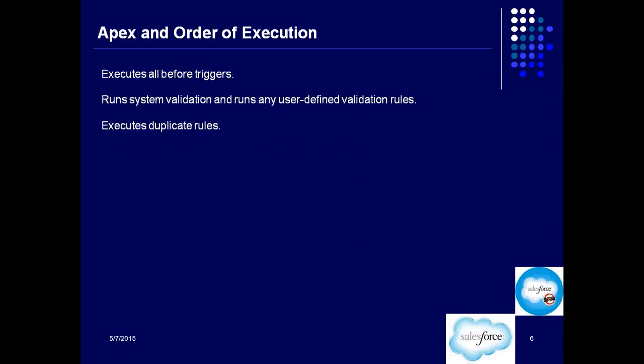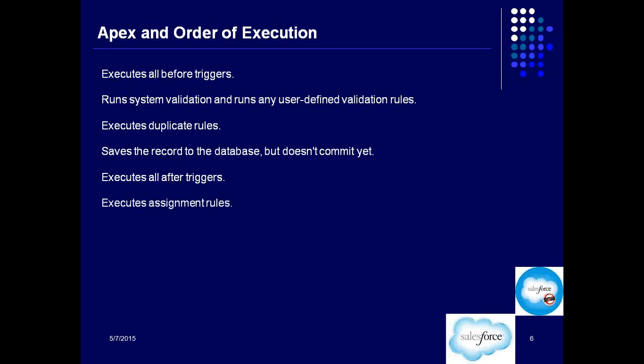After executing the duplicate rules, finally it will save the record to the database but doesn't commit yet. The record is saved in the database, but it is not committed. Then it will execute all after triggers. We will go and check all the after triggers. Then it executes assignment rules, assigning a record to someone specific and all that.